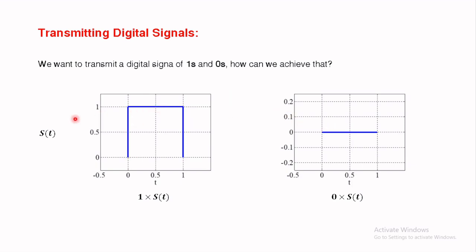We can define this pulse as S of t, which has a value of 1 and a duration of 1 second. And if we have 0, we can represent it as simply a 0 for a duration of 1 second. So if we have 1, we multiply 1 times S of t to get the signal, and if we have 0, we multiply 0 times S of t, which we defined as this pulse, to get the signal for the 0 bit.